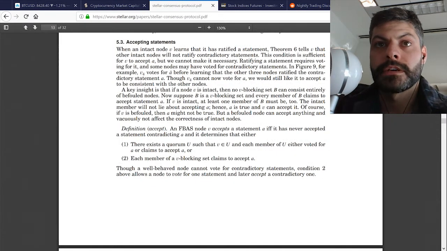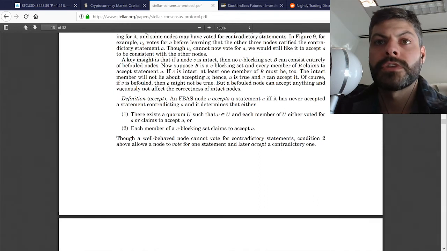Definition: accept. An FBAS node v accepts a statement A if and only if it has never accepted a statement contradicting A and it determines that either 1. there exists a quorum U such that v ∈ U and each member of U either voted for A or claims to accept A, or 2. each member of a v-blocking set claims to accept A. Though a well-behaved node cannot vote for contradictory statements, condition 2 above allows a node to vote for one statement and later accept a contradictory one.